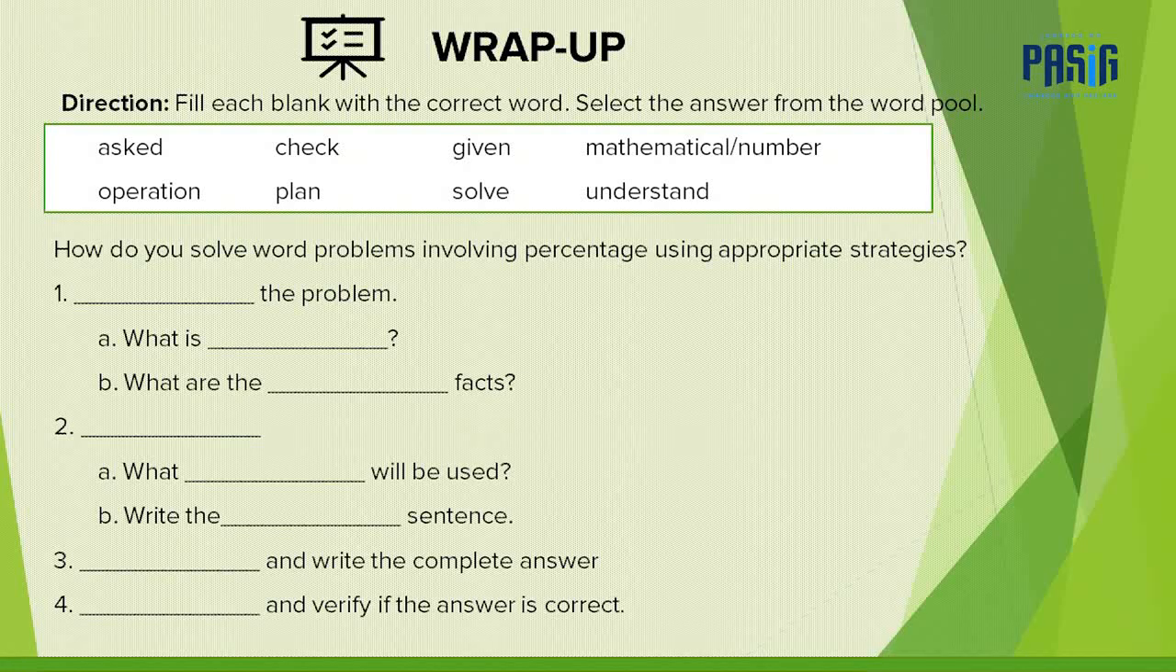How do you solve word problems involving percentage using appropriate strategies? Number 1. Blank the problem. A. What is blank? B. What are the blank facts? Number 2. Blank. A. What blank will be used? B. Write the blank sentence. Number 3. Blank and write the complete answer. Number 4. Blank and verify if the answer is correct.